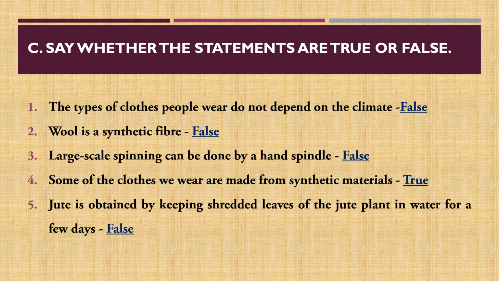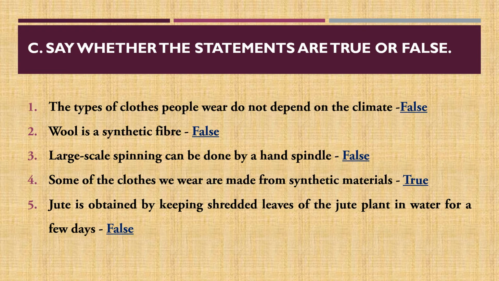Question 3. Large scale spinning can be done by a hand spindle. Answer: false. The correct statement is large scale spinning can be done by machines. Question 4. Some of the cloths we wear are made from synthetic materials. Answer: true.